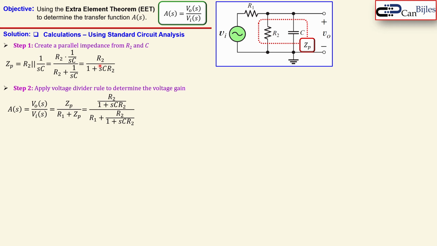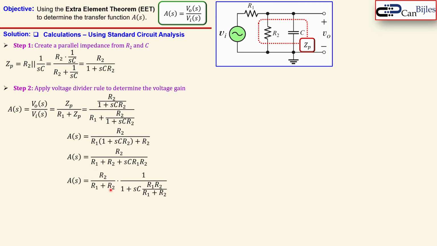So we know that ZP is this one, which is from step 1. We can apply that here and substitute it, and we also multiply the numerator and denominator by 1 plus SCR2, and that's shown here. We can also work out this parenthesis here, because that's R1 times this one and R1 times this. And you take the R1 and R2 together, and you have this expression. Next, in order to compare that to the form we had from the extra element theorem, we can divide the denominator by R1 plus R2. That's what you see here, so you can take it out. You also need to do that here, and you also take out this R2 out of the numerator. You actually have this term in front of it.